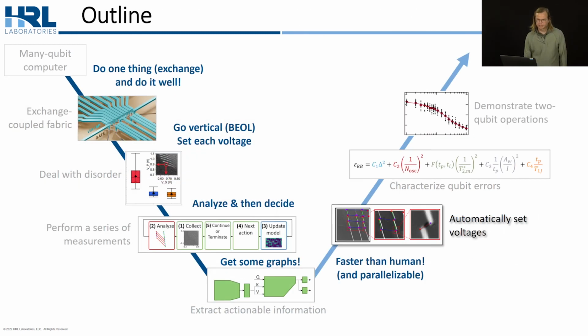And so that covers all the topics I wanted to, where we started with choosing to do quantum computation with an exchange-coupled fabric. And then implementing that means we have to deal with disorder. In order to deal with disorder, we have to make a series of measurements. And in order to keep the automation of those measurements going, we need to extract the information that we need from the collected data, and we do that with a graph. And then once we've done that, we can tune up these arrays in a little bit less than an hour. And that provides a strong foundation for moving on to characterizing single qubits and demonstrating 2-qubit operations.